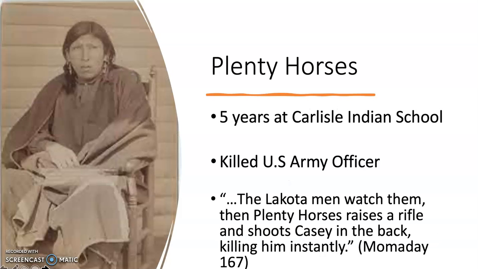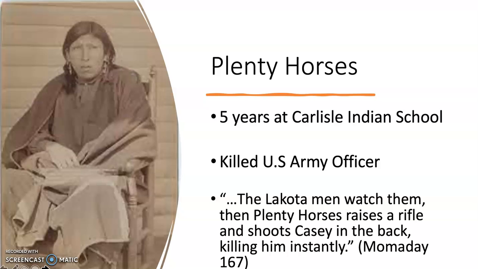So taking a look at Plenty Horses, he spent 5 years at Carlisle, and he left and made it back to his reservation on the day that it was attacked by U.S. forces. Plenty Horses found it difficult to assimilate back into his previous life. The things he learned at Carlisle did not help him, and he felt as though he was not viewed as an actual Lakota individual, but he was also not viewed as a white man. He was almost present among the others.